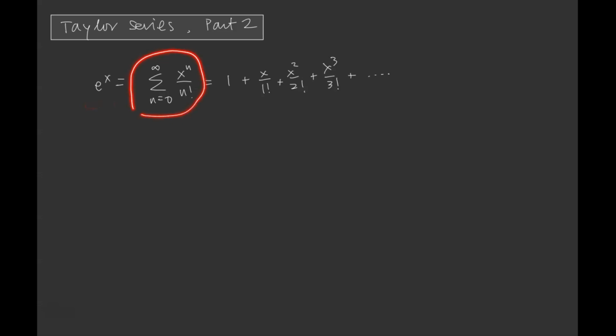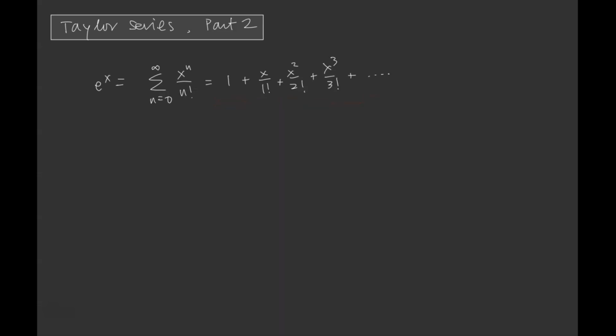We talked about Taylor series in class, but there's an important concept called interval of convergence that I wanted to talk about here a little bit. This is the Maclaurin series for e to the x, this guy right here. And a Maclaurin series is just a Taylor series that's centered at x equals 0. And this looks like this.